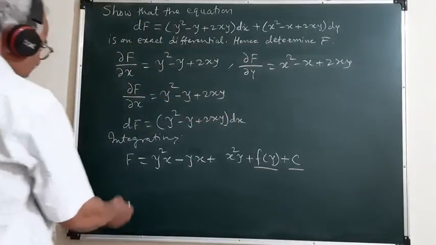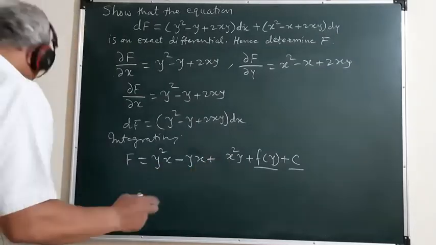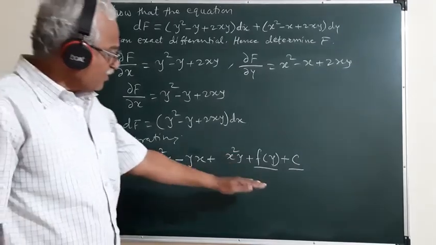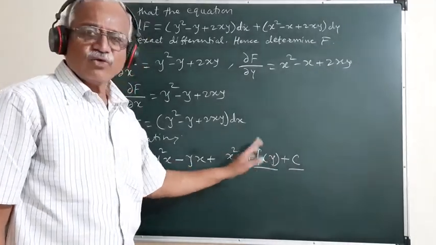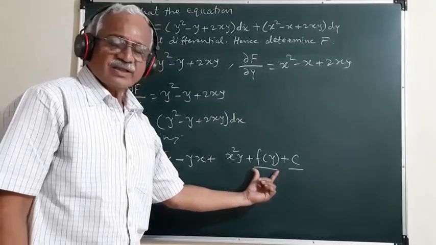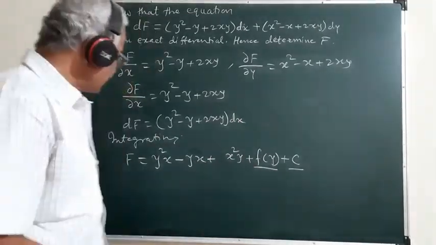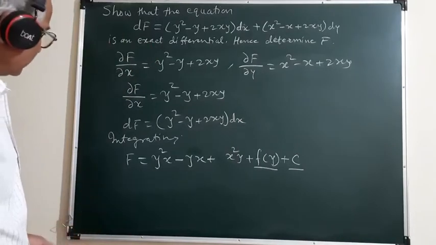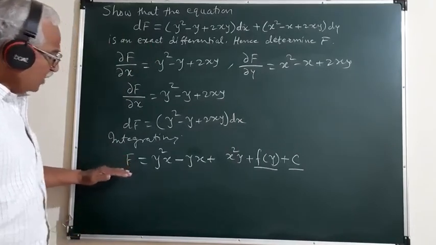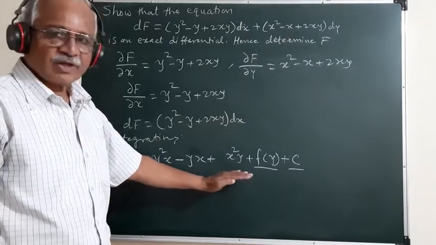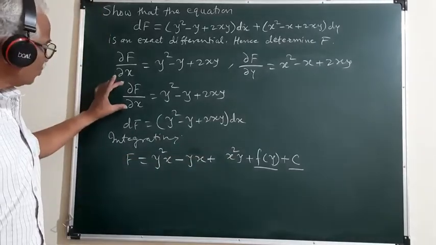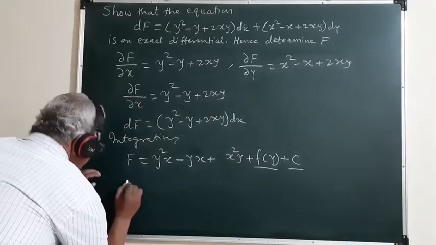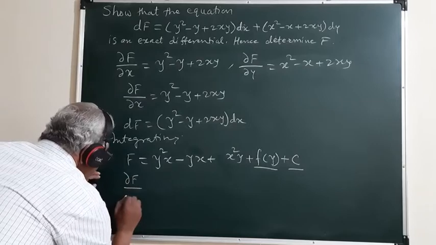So this is the expression for f. Now our aim is to obtain the expression for the terms containing only y. We want to obtain this expression for fy, the terms in the given function containing only y. For that purpose, since we have obtained this expression for f by integrating the expression for dou f by dou x, now differentiate this f partially with respect to y.